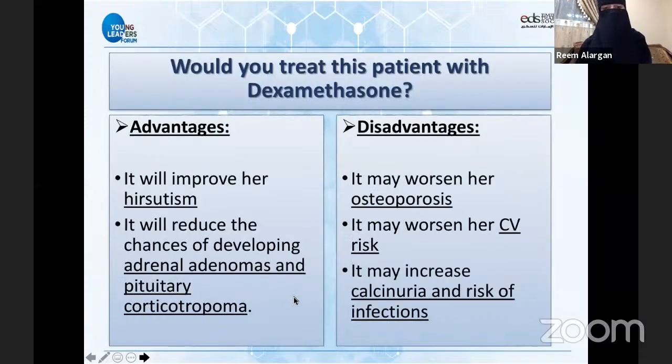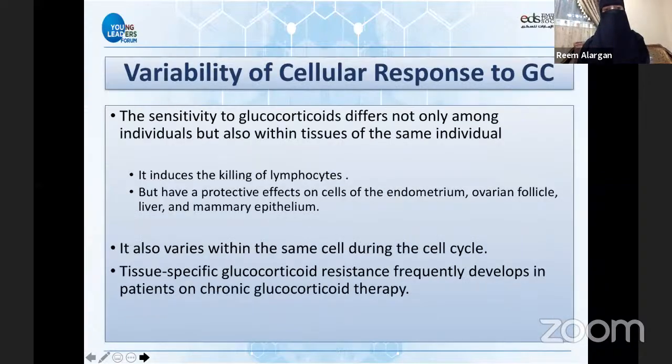Actually, if you look at the advantages and disadvantages of treating this patient with dexamethasone, it will improve her hyperandrogenism symptoms, so it will improve the hirsutism. It will reduce the chance that she will develop adrenal adenoma in the future and pituitary adenomas. However, we know that she has severe osteoporosis, and that may worsen her osteoporosis, may worsen her cardiovascular risk, and may increase the risk of calciuria and the risk of infection.